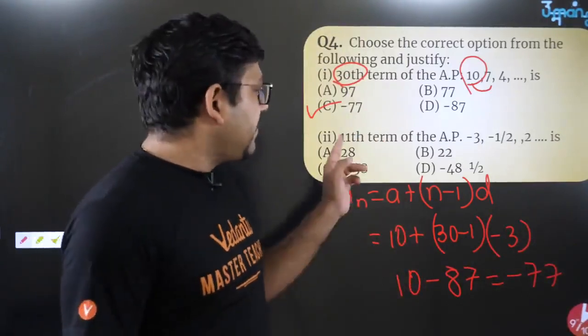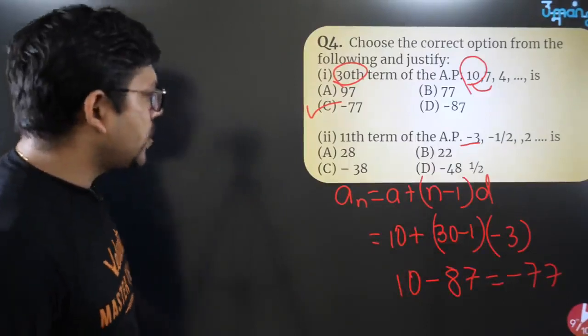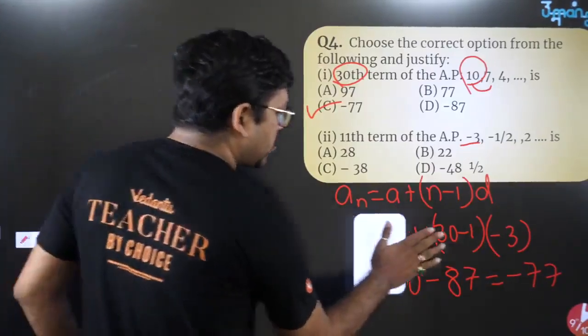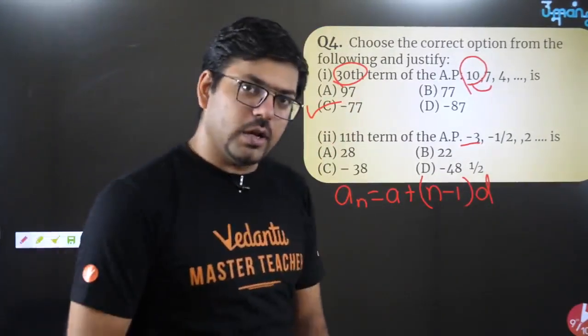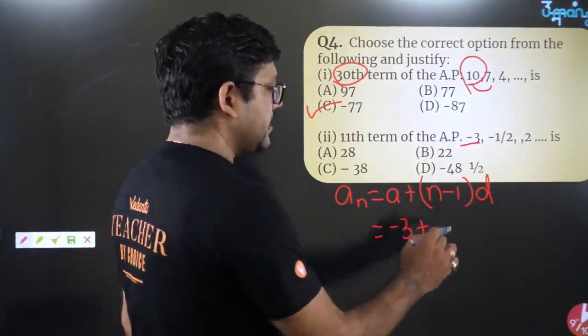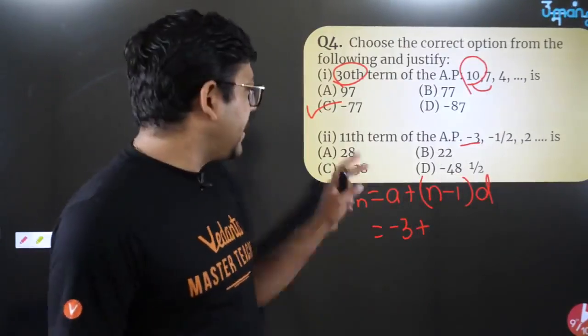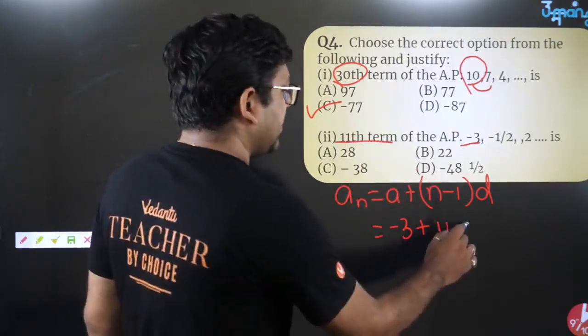Okay. 11th term of this AP. So you have to actually find the 11th term. Let's do that as well. Please pay attention. Again, the formula would be absolutely the same. A, do we know the first term? I would say yeah, why not? We know the first term. So first term is minus 3 plus n minus 1. n is again the number of terms. 11th term means 11 minus 1.